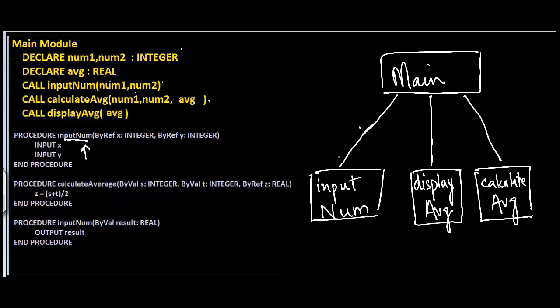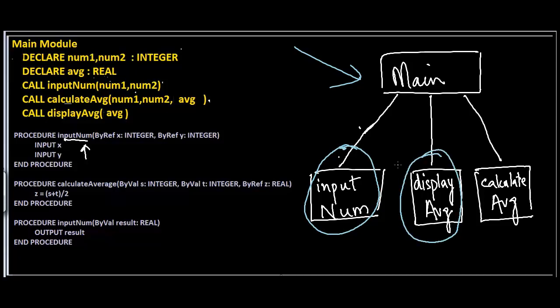Is this a valid structure chart? The answer is no, because according to this structure chart, this is the first procedure that gets called, and then the second procedure that gets called is display average, which is not true. After the first, the second procedure that gets called is the calculate average procedure, and then finally the third procedure that is called is the display average procedure. So this is the sequence, but here the sequence is different.